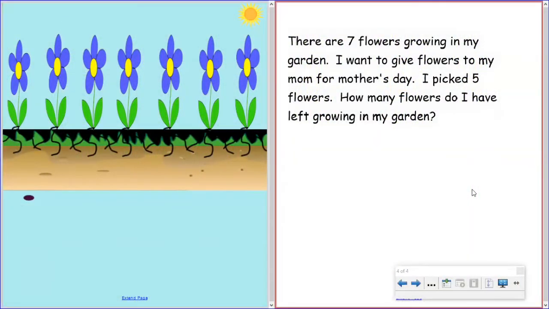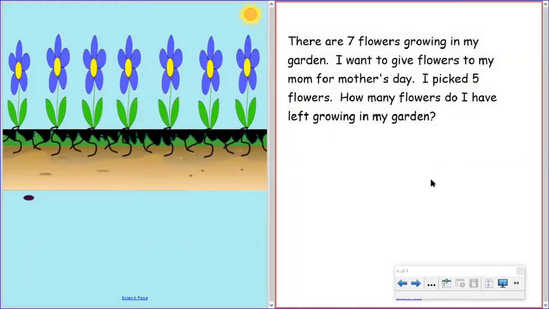Are you ready for some problem solving? Remember, to solve a story problem, the first thing we have to do is to read and understand it. So let's go back and read our story problem together. There are 7 flowers growing in my garden. I want to give flowers to my mom for Mother's Day. I picked 5 flowers. How many flowers do I have left growing in my garden?